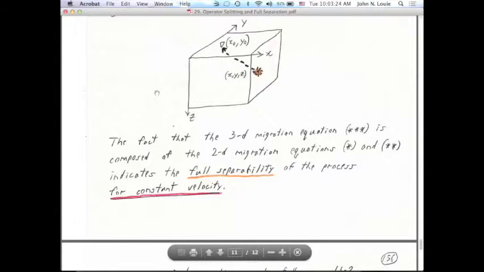We can also migrate all the way to z at the depth of our exploding reflector, and we can do it first all in, say, y with the y equation. Then we can come back later and feed the result of that into an x direction migration and do it all in x. So that's full separability. And when we can do that, we have an enormous computational advantage.